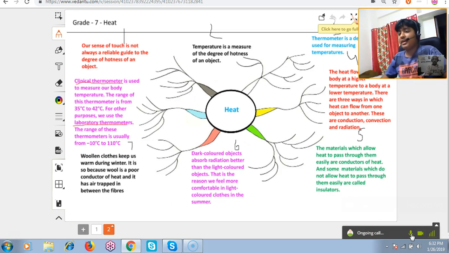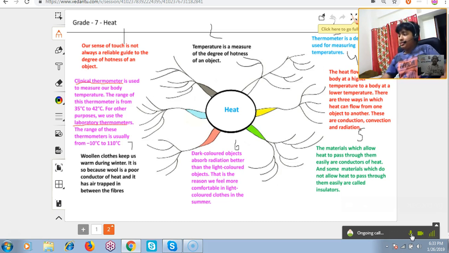So basically, the conclusion: what have we learned in this chapter? We learned that our sense of touch may not always be reliable to check the degree of hotness or coolness. The second is that temperature is a measure of degree of hotness. Third, the thermometer is a device used for measuring temperatures. Fourth, heat flows from a body of high temperature to a body of lower temperature. And the three ways are conduction, convection, and radiation.